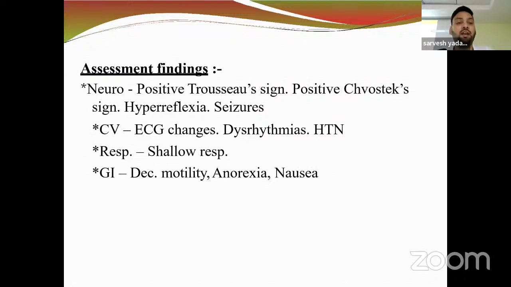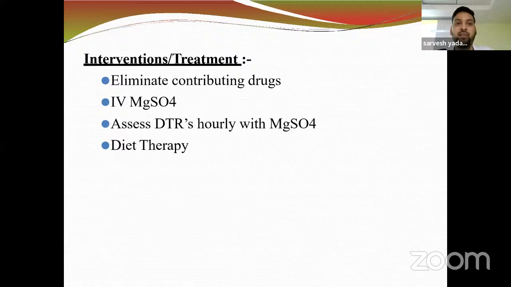Assessment findings for the neurological system: positive Trousseau sign and positive Chvostek sign are also found in magnesium deficiency, hyperreflexia, seizures. In cardiovascular: ECG changes, dysrhythmias, hypertension. In respiratory system, shallow respiration. In GI system, decreased motility, anorexia, and nausea. Intervention: eliminate the contributing drugs, IV magnesium sulfate, assess deep tendon reflexes hourly with magnesium sulfate, and diet therapy.